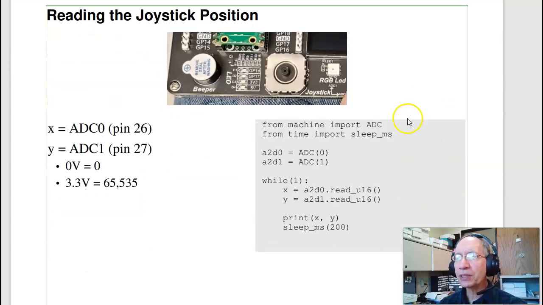Let's read the analog inputs, analog input 0 and analog input 1. In terms of software, what I need to do is import the routine ADC, that's the analog to digital converter. I'll then define, I want to use ADC channel 0, that's pin 26, and ADC channel 1, that's pin 27. These are hardwired to the XY joystick. And what they read is 0 volts reads 0, 3.3 volts reads 65,000.